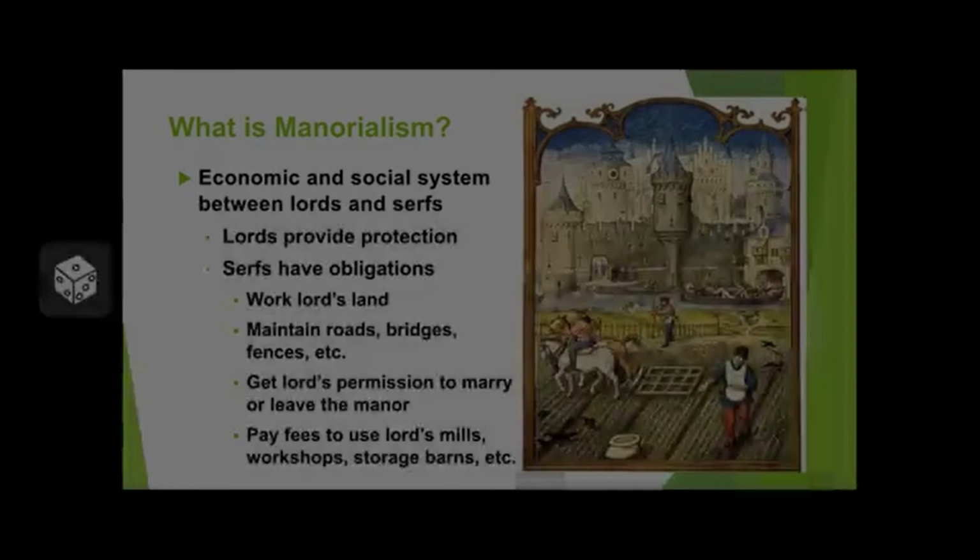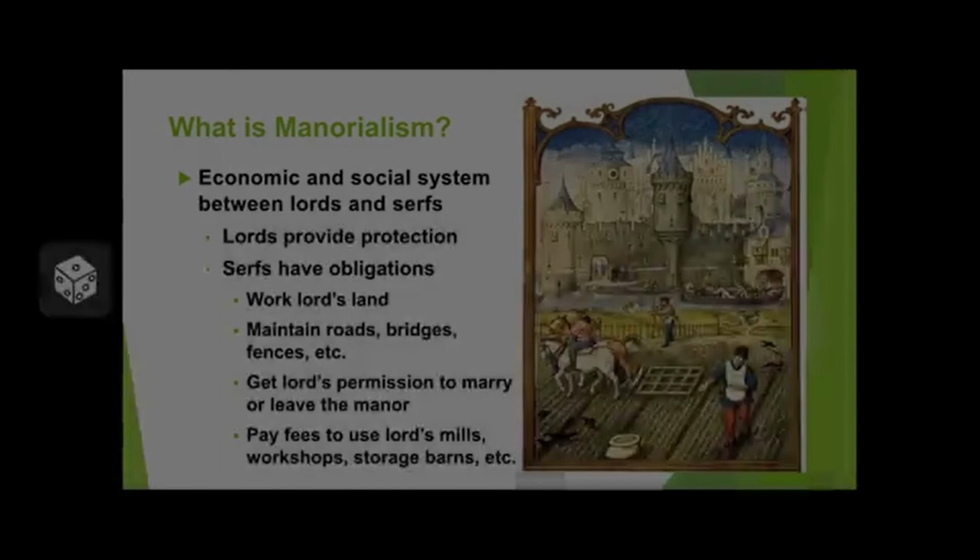Now, we just talked about how feudalism is a political and social system. Manorialism is closely related. It's an economic and social system, whereas feudalism involves agreements between lords and vassals, manorialism involves agreements between lords and serfs. And serf is a particular type of peasant. A serf is a peasant who is not free because the serf owes obligations to the lord. They're part of this manorial system.